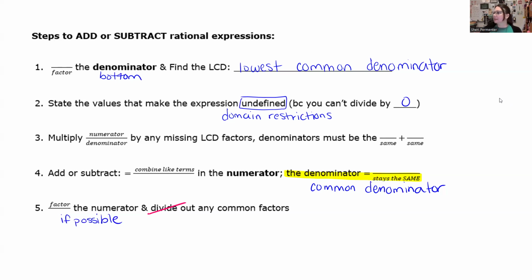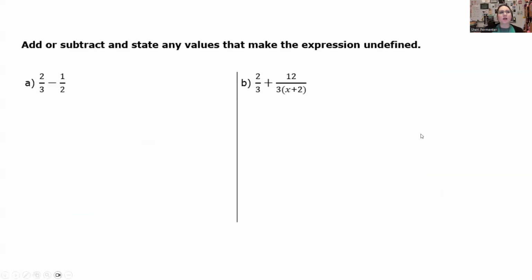All righty. Let's do some problems. The first problem is a review back from when we used to do adding and subtracting fractions. This is a review of how to add or subtract fractions. So we're going to use our same first step. We have to make sure it's factored. I mean, this is factored. Next, we have to identify the lowest common denominator.